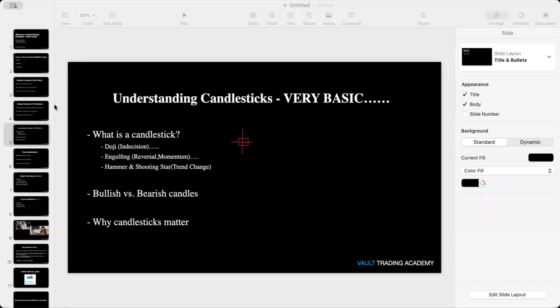Also engulfing. So has everyone seen a candlestick like this? Has anyone seen a candlestick like this? Let me see if I can make it green. Let me try to make this greener. All right, look at this.